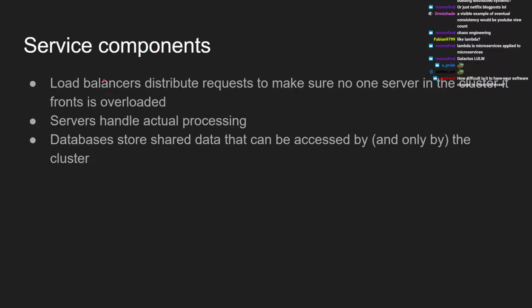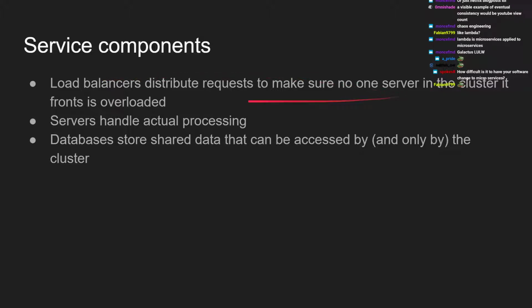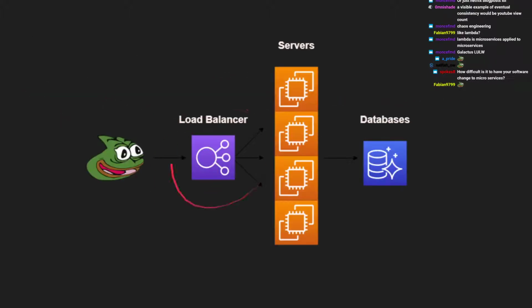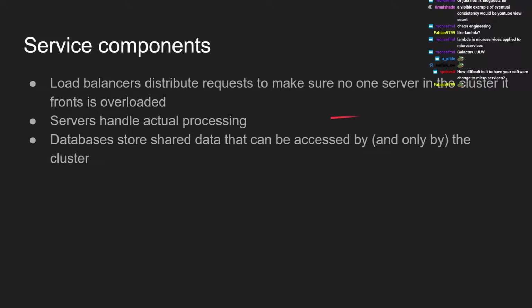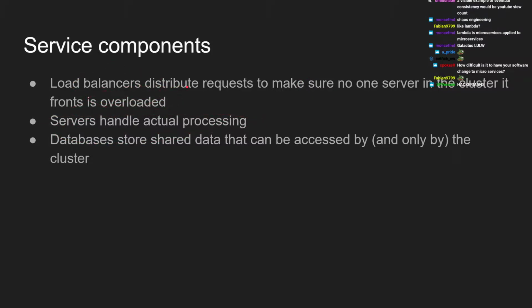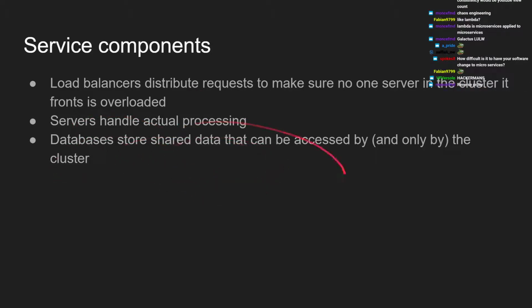And this is just a recap of exactly what I said. Load balancers distribute requests to make sure no one server in the cluster it fronts is overloaded. This is called fronting. This load balancer is set to front the service. Servers handle the actual processing of the request. Load balancers don't care. They just say, okay, this guy is free, you can have it. Servers run the code. And databases store shared data that can be accessed by, and only by, this part's important, only by the server cluster.